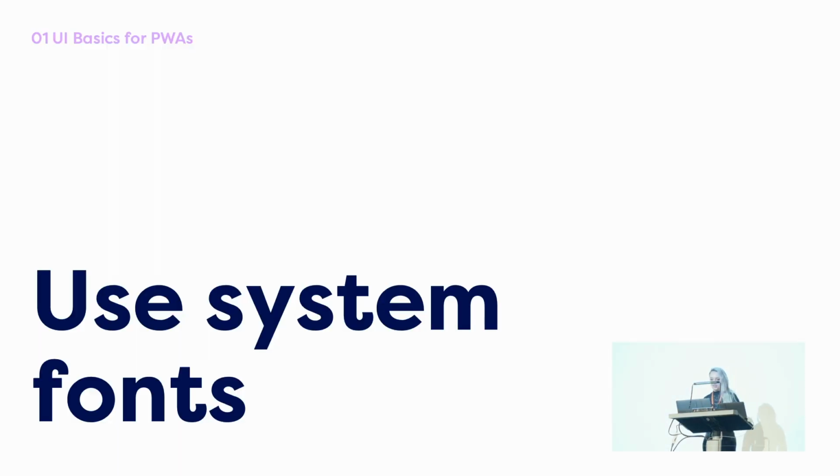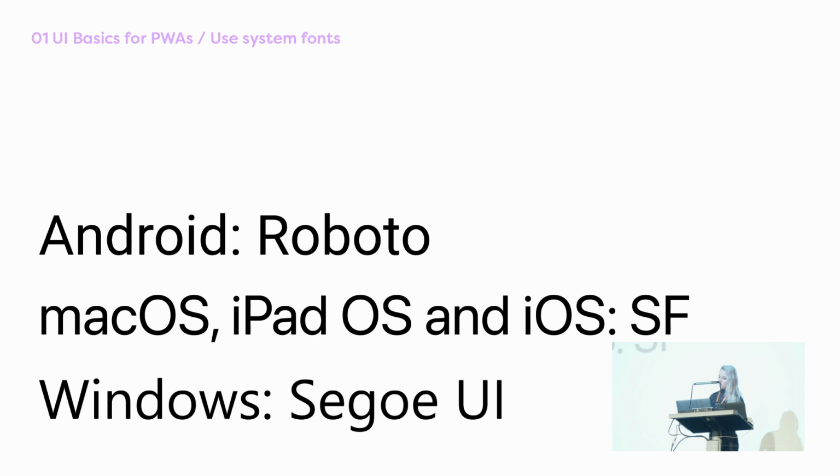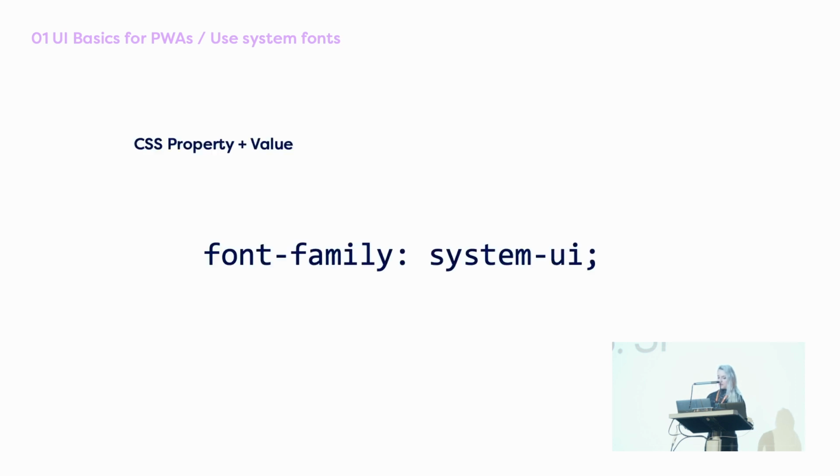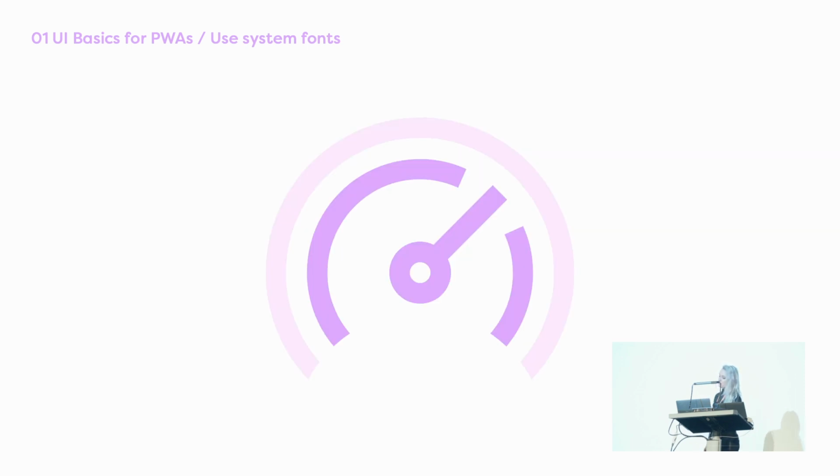Now, system fonts. This is probably one of the most impactful ways, in my opinion, to really make your PWA feel like a native app: to utilize system fonts. And instead of having to write multiple lines of code for specific platforms, there's a very easy way to do this. You can specify the default system font by setting your font family CSS property to system UI. And the other benefit of leveraging the system UI font, apart from the design benefit of integrating with the platform more cohesively, is that there's a performance benefit as well.